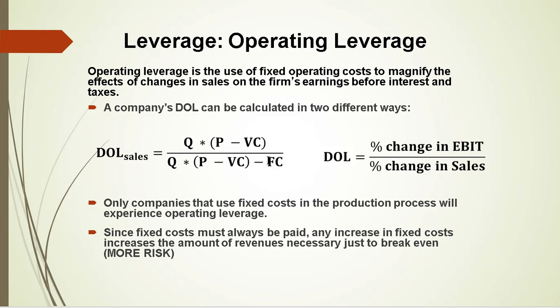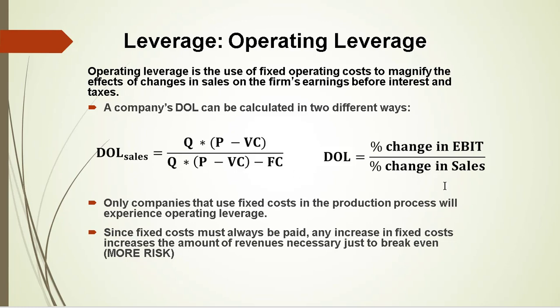Now, if this company had 0 fixed costs, then the degree of operating leverage would be 1. So it cannot be less than 1. Anything more than 1 implies that there is some operating risk in the way the company is running its business. So the more fixed costs we have, the greater the degree of operating leverage.